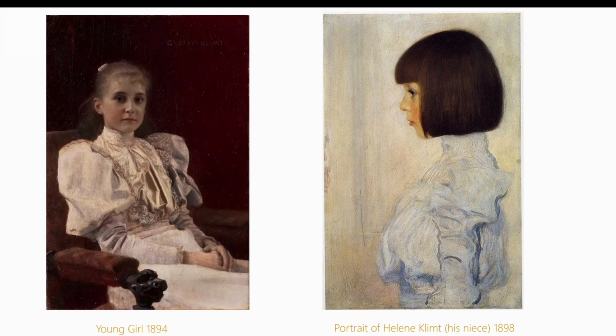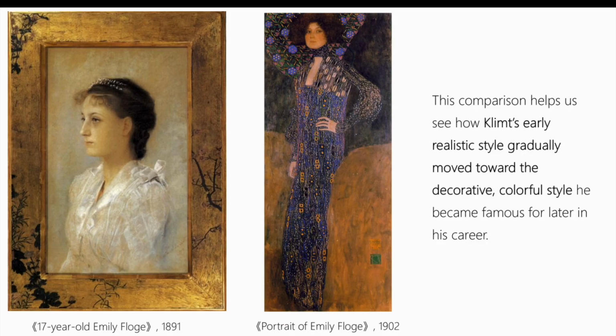Another portrait is the portrait of Helene Klimt from 1898. In this painting, he shows Helene, a young woman, in a very realistic way. You can see the details of her face, her hair, and her clothes, which look very lifelike. Compared to his later shiny golden works, this early painting is more simple and natural, but already shows his careful attention to people and their expressions.